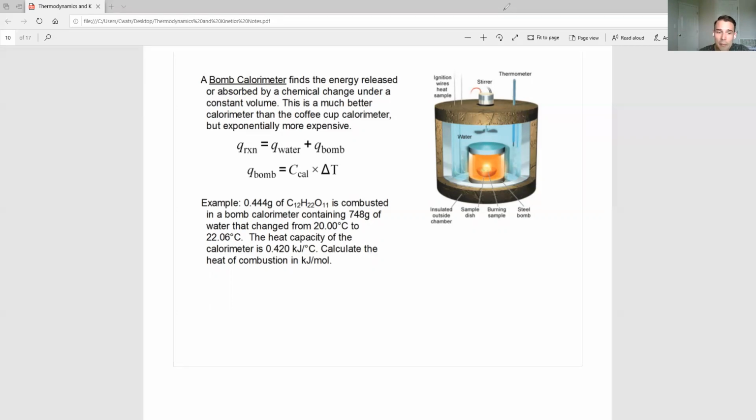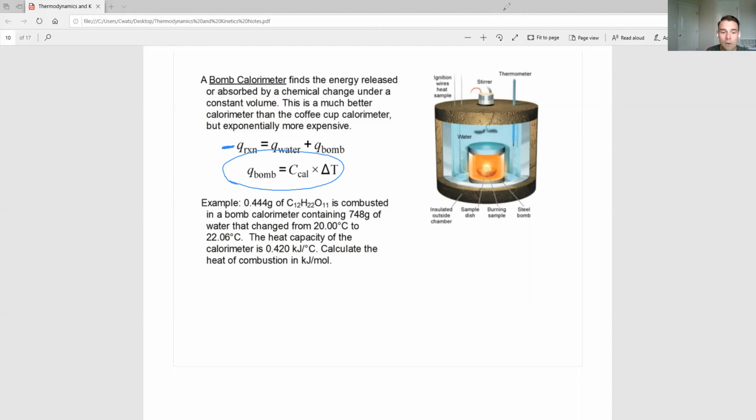So what's important about this is that you can actually calculate the amount of energy that the bomb calorimeter absorbed, okay? So this equation, Q reaction is equal to Q water plus Q bomb. We need to make sure we know that the reaction will be negative, because what's happening is inside, you're always igniting it. And when you ignite it, you're going to have a negative. It's going to be exothermic.